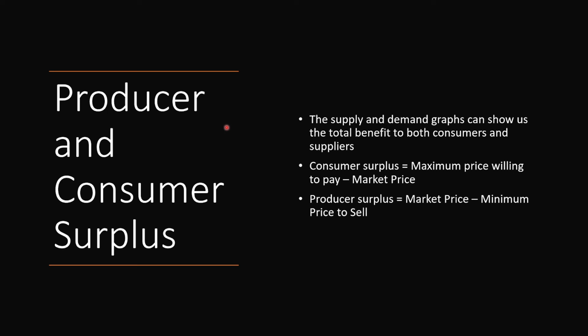So a consumer surplus is, as you may have inferred by now, the maximum price you're willing to pay minus the market price, your captured value for the consumer. And so the producer surplus is very similar, just the other way around. It's the market price minus the minimum price the supplier or producer was willing to sell the item for.